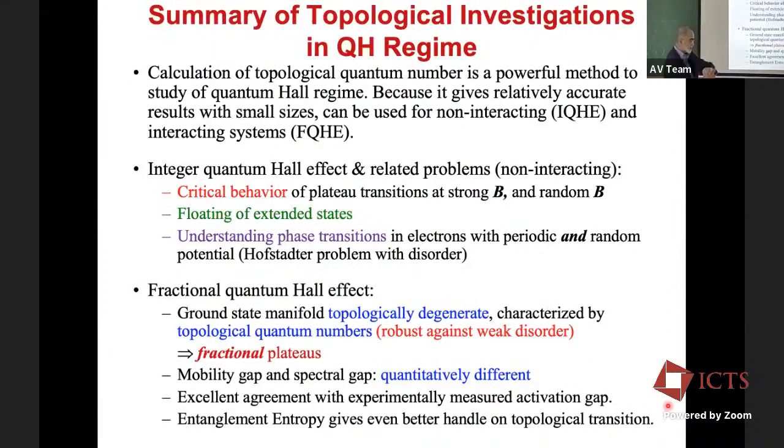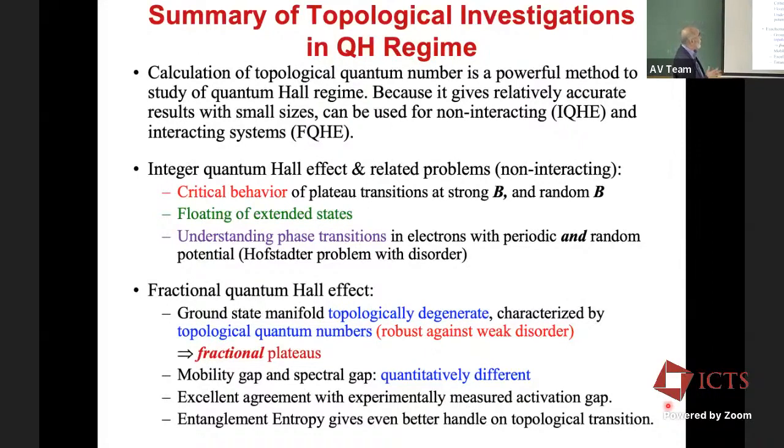Okay, that brings me to the final summary slides for not only this lecture, but also the previous lecture. First of all, I want to summarize the previous lecture, which makes a case that calculation of the topological quantum number is a powerful method to study the quantum Hall regime. We saw that for the non-interacting case in Tuesday's talk, and today I showed you that the first results for the topological phase to Anderson insulator transition came from such studies.